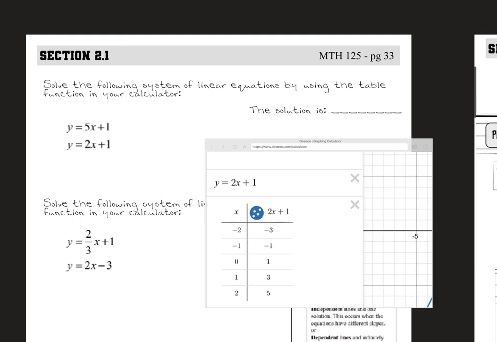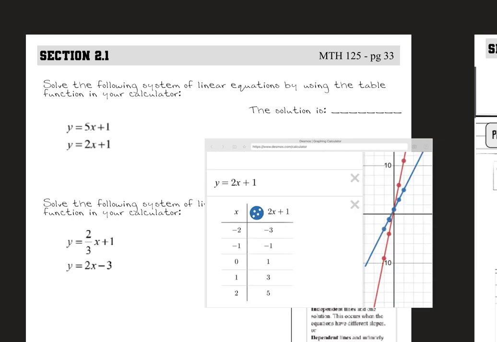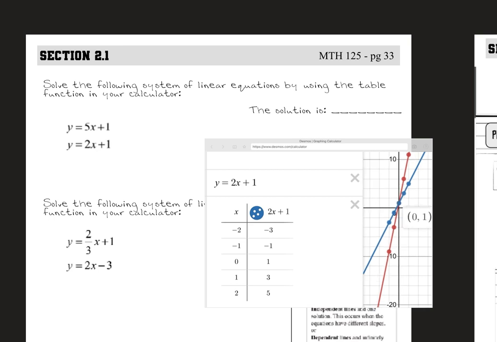So our solution must be (0, 1), but it's really hard to use a table function when you can just tap on where you see those intersect. So the solution for this one is going to be (0, 1). Let me get my pen on here and I'll write it up on the notes. So that's pretty much the straightforward thing with calculators.